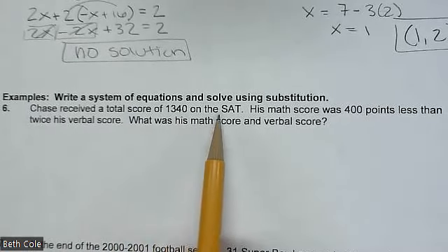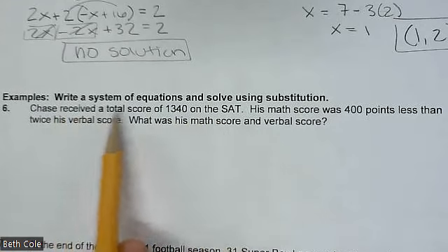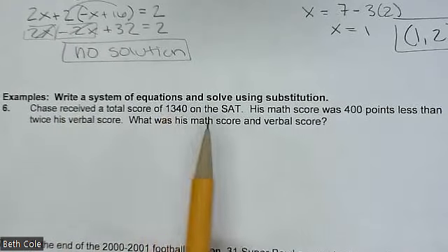Chase got a 1340 on his SAT. You understand that's really good, right? Go Chase. All right. Do you know what the highest score is? 1600. Because it's 800 and 800.